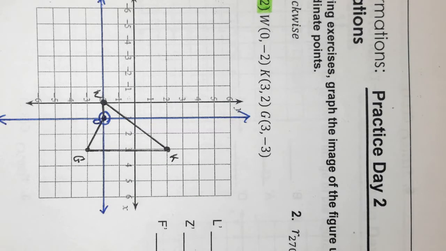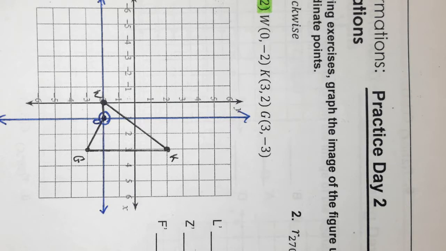Now where some of y'all be getting thrown off at, when we rotate, it's so that we can see what our image is going to look like after the rotation, where it's going to be, what position it's going to be in. This is showing me my image, not my pre-image anymore. This is showing me where my image is going to be. Having my paper turned this way, I kind of ignore the numbers that are on the actual graph, and I just understand where my image is going to be in that position.